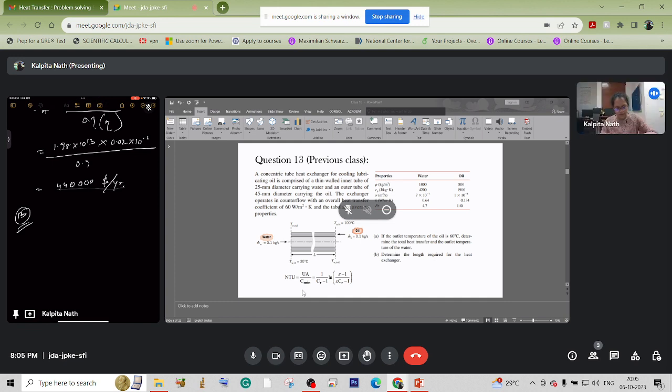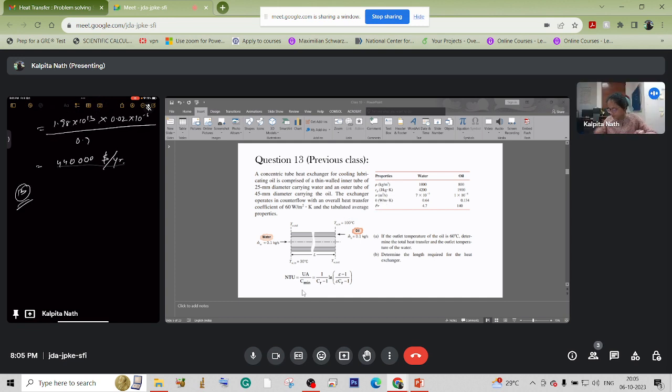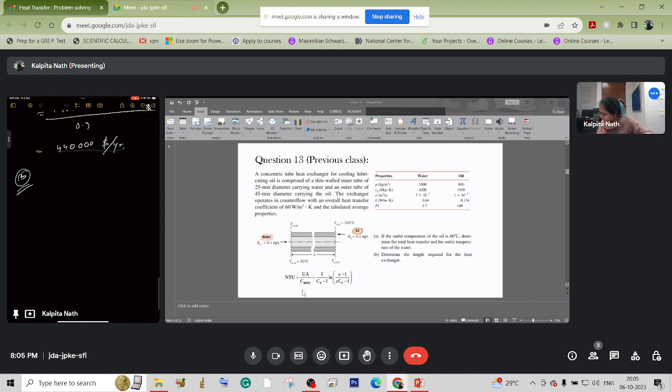So it's already 5 minutes. I think we should proceed with the solution now. So the first part of the question, we'll take this up, and for the second part, we may wait for 2 more minutes. For the first part, it is asked that the total heat transfer and the outlet temperature of water we need to calculate.